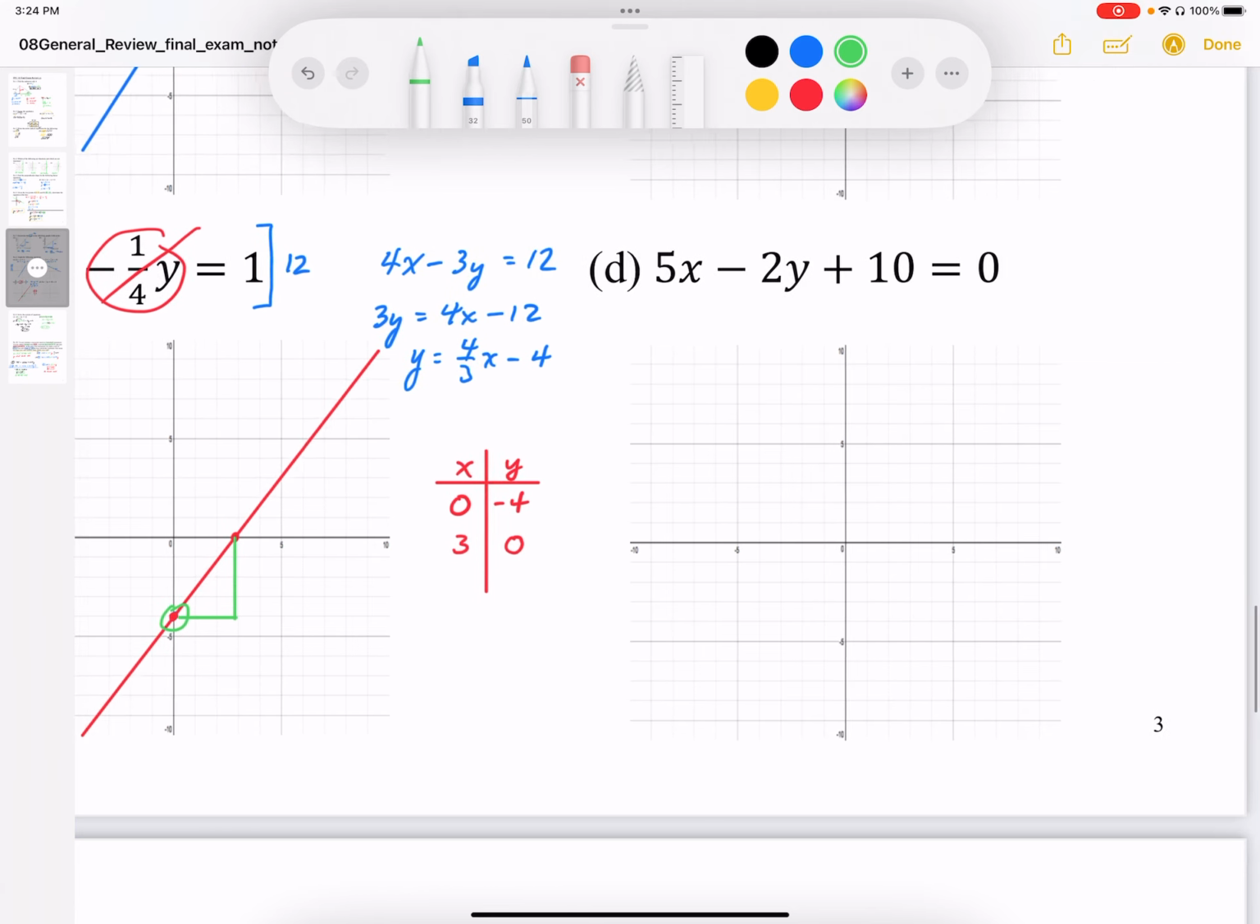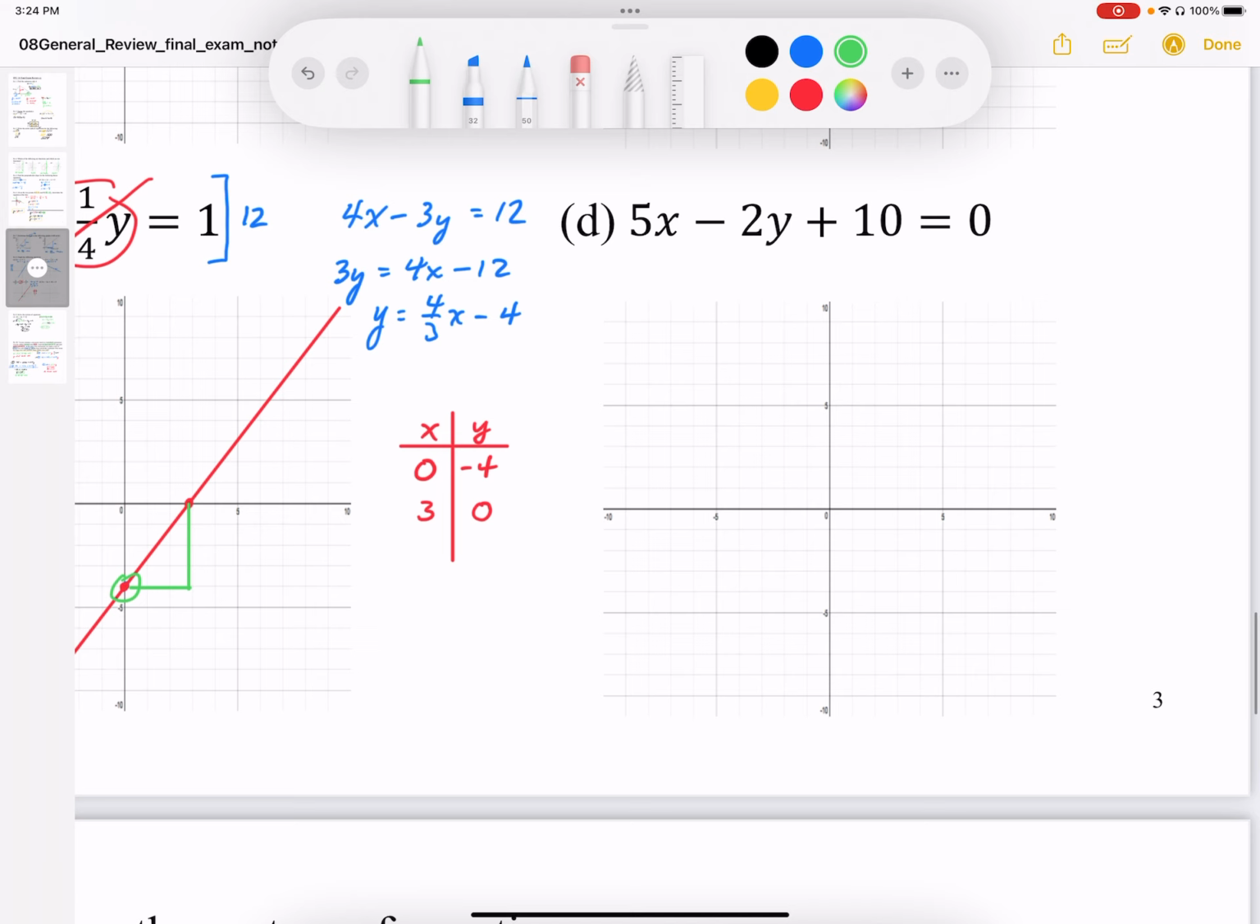In part D, this is in general form. General form is a form that we could use for finding zeros or the intercept coordinates to graph. So we could make this into y equals mx plus b. In doing that, I would solve for y. So I get 5x plus 10 equals positive 2y. Y equals 5 divided by 2 x plus 10 divided by 2 is 5. So I have a y-intercept at 5 and a slope of 5 over 2.